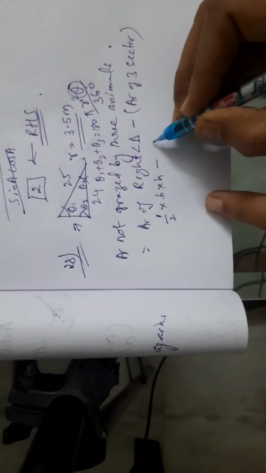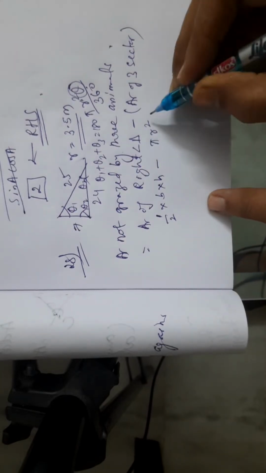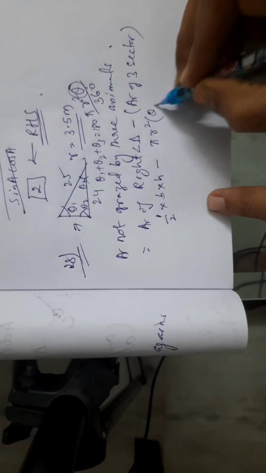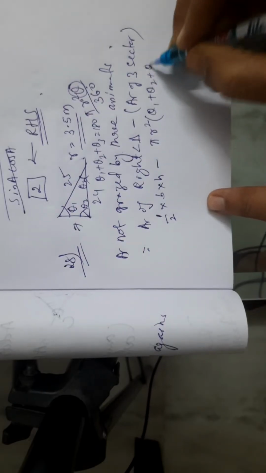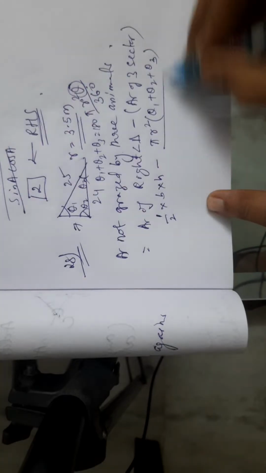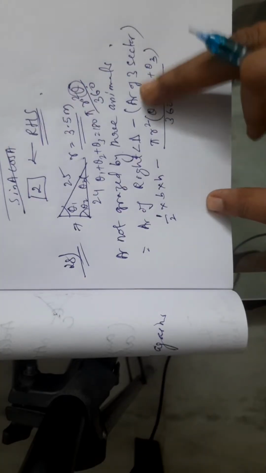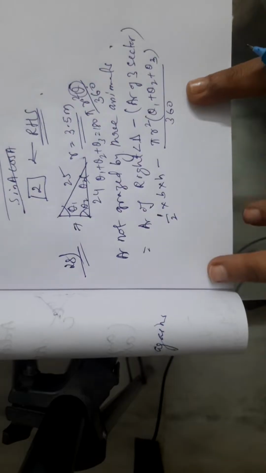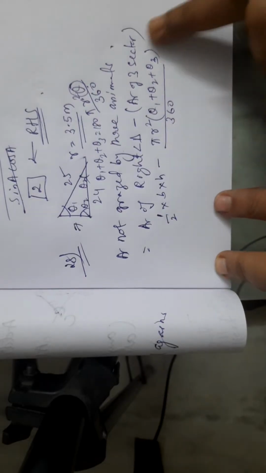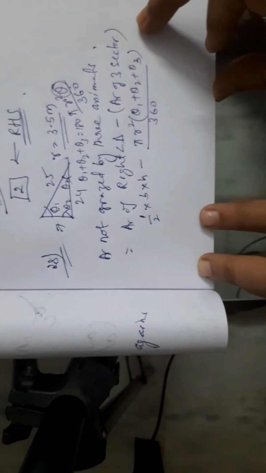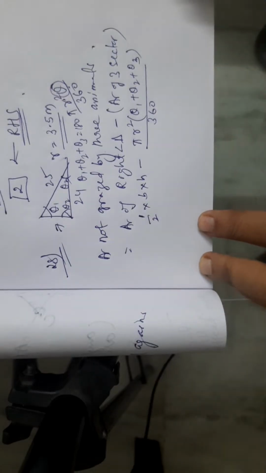Now here, pi r square, in place of theta 1, theta 2, theta 3, we are going to use 180. So I wrote the formula of the area of three sectors. In common, we took pi r square and the thetas together. Now the final one.